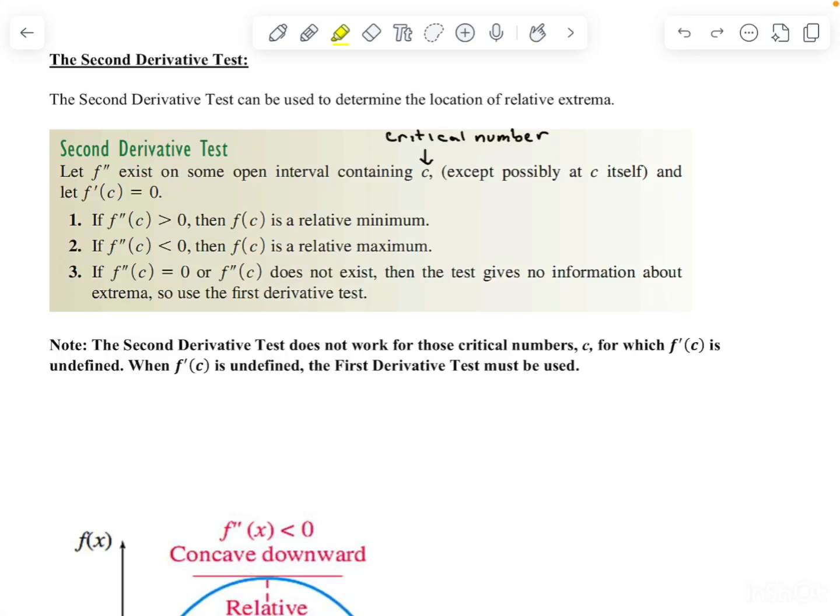Hello class, in this video I'll be introducing the second derivative test and how it can be used to identify relative extrema. Let's begin.